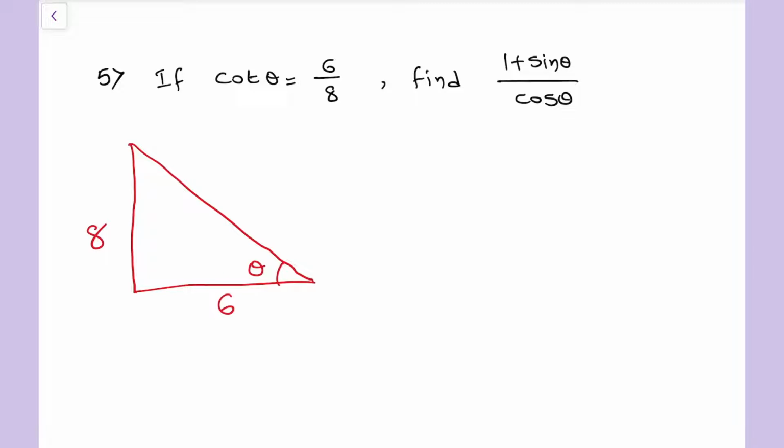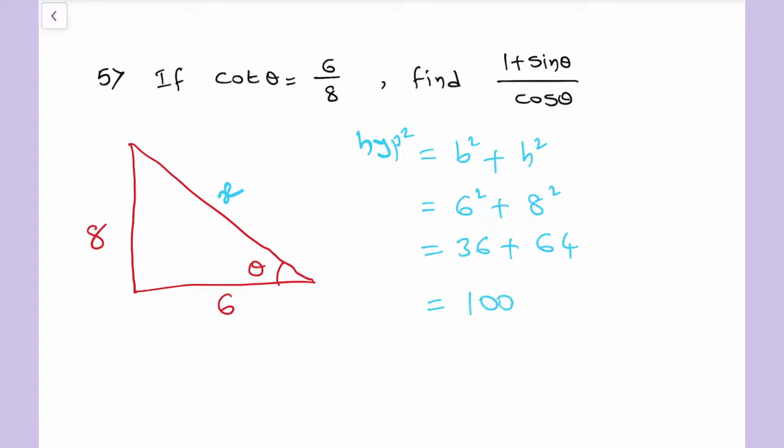Now again, using the Pythagoras theorem, we need to find this hypotenuse. Here the hypotenuse is missing, which I am taking as x. What is the Pythagoras theorem? Hypotenuse square equals base square plus height square. Here the hypotenuse is not given, so the base is given as 6 square plus height 8 square. 6 square, 6 sixes are 36, plus 8 square, 8 eights are 64. 36 plus 64, 100. Hypotenuse square is 100. Then what about the hypotenuse? 10 units. So the hypotenuse we got is 10.